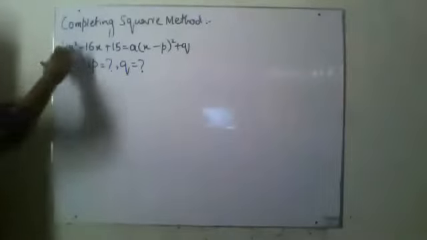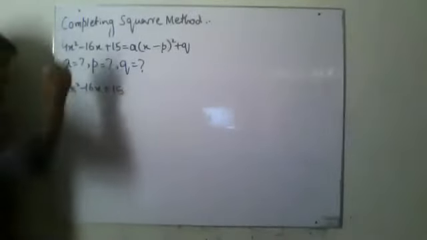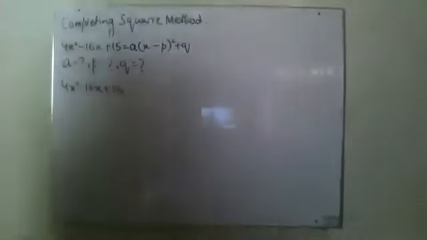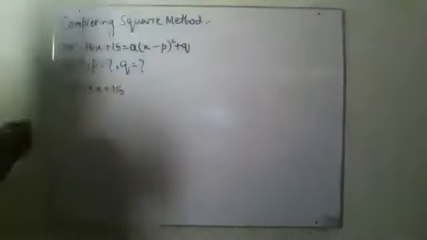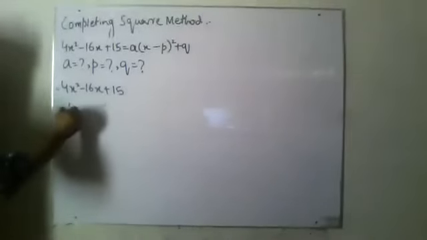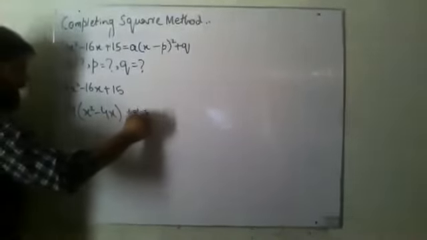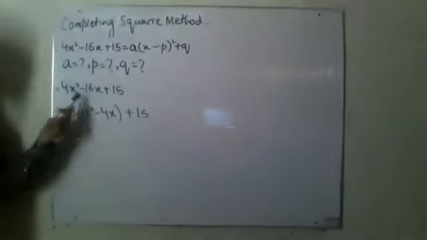Okay, so starting with this one, 4x square minus 16x plus 15. Now I have already told you beta that the coefficient of x square should be positive. Over here the coefficient of x square is 4, so I am going to take 4 common: 4(x square minus 4x) plus 15. I'm not taking anything common from my constant value, I'm only taking common from my variables.